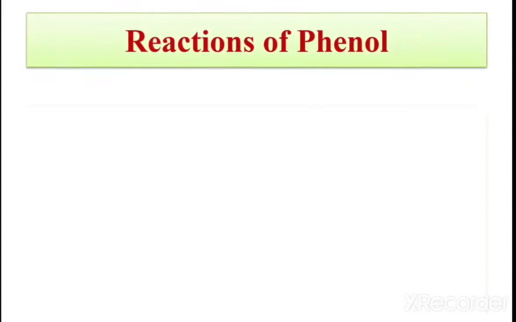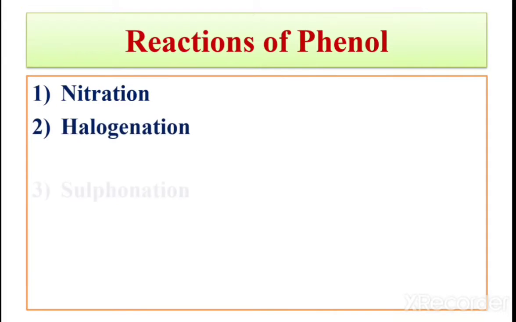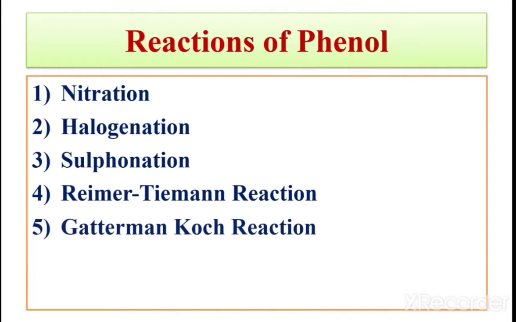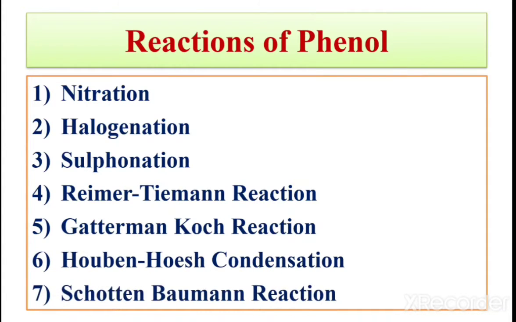That means the reactions of phenol: nitration, halogenation, sulfonation, Reimer-Tiemann reaction, Gattermann-Koch reaction. Up to this, five reactions we covered in the previous lecture. Today we will start the remaining part, that is the Hoesch reaction and the Schotten-Baumann reaction. These two reactions today we will discuss one by one.